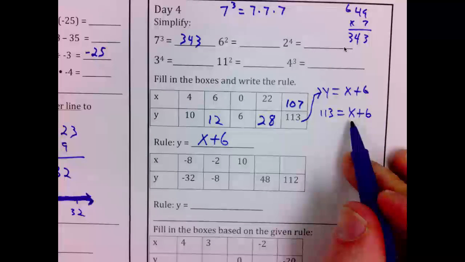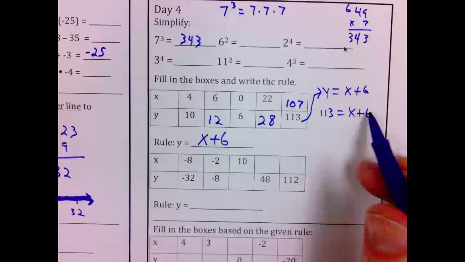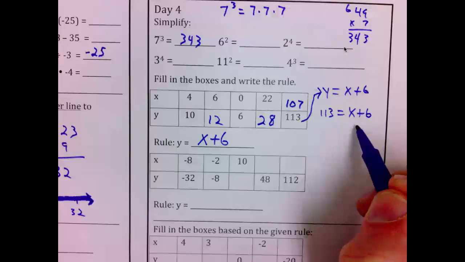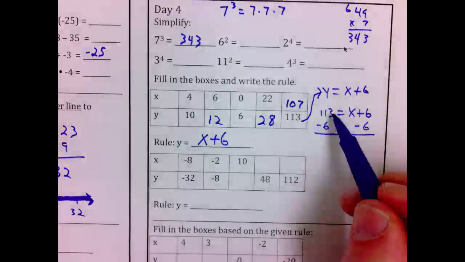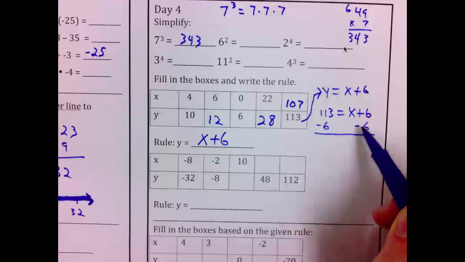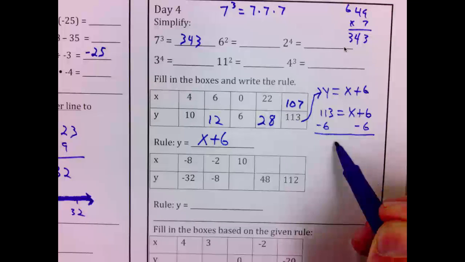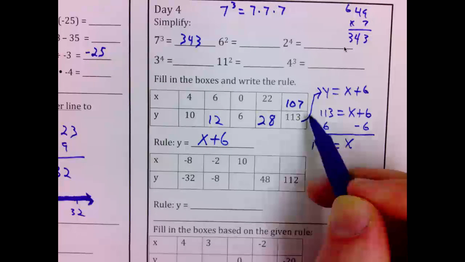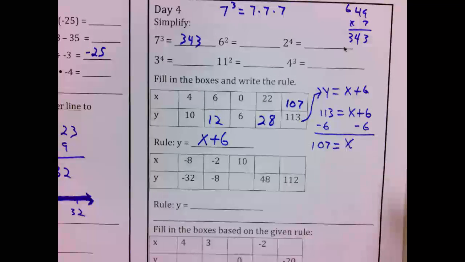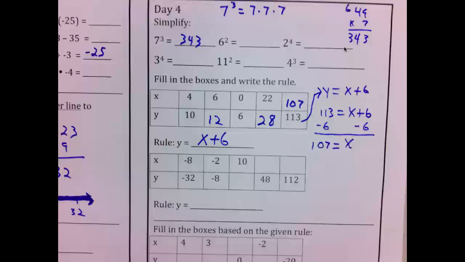I want to solve for x. So I need to undo this plus 6. The inverse of addition is subtraction. So here you can see exactly what we said. It's 113 minus 6. On this side, 6 subtract 6 leaves x. 113 minus 6 is 107. Indeed, what we knew it to be. With that information, you should be able to handle the rest of those.